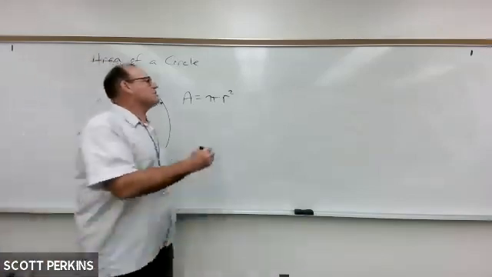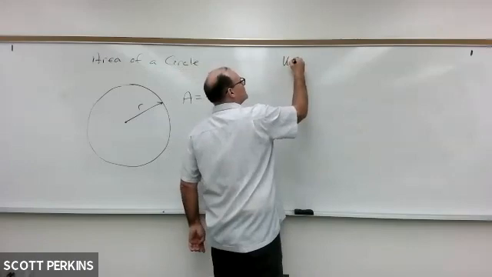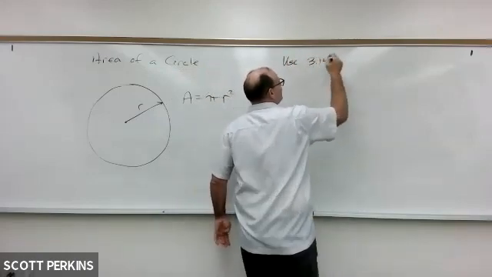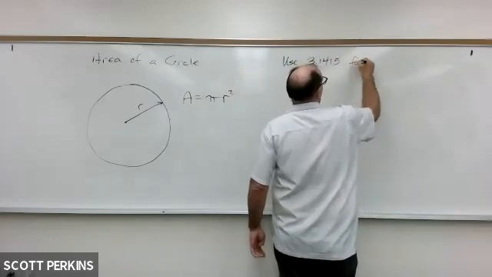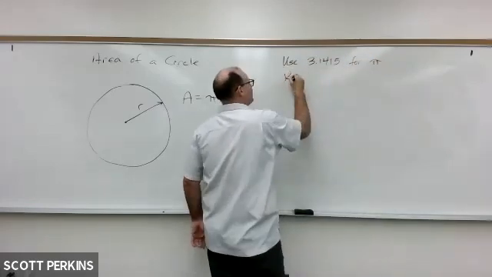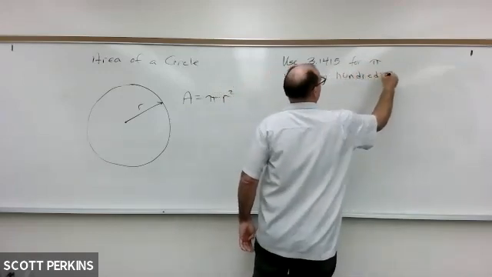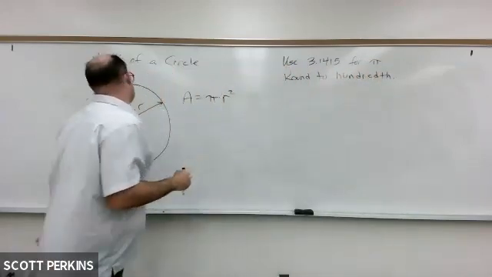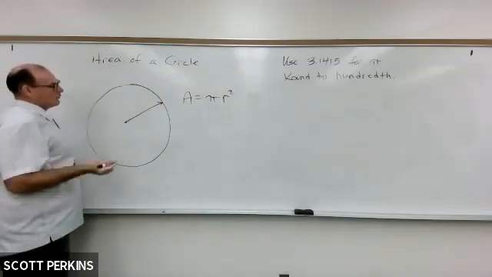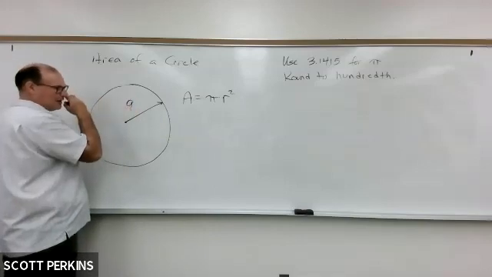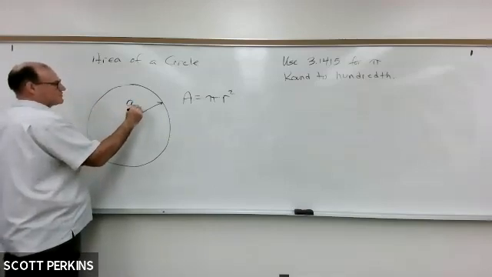So same instructions as before. Either use the pi key or 3.1415 if you don't have one. And then round to the 100th. And I'm just going to give you this circle right here, and I'm going to tell you that the radius is, let's call it 9, and I'm running out of interesting units, so let's just call it 9 inches.